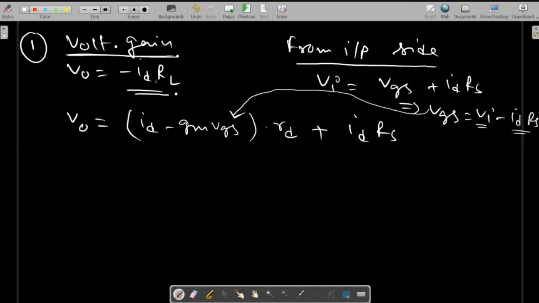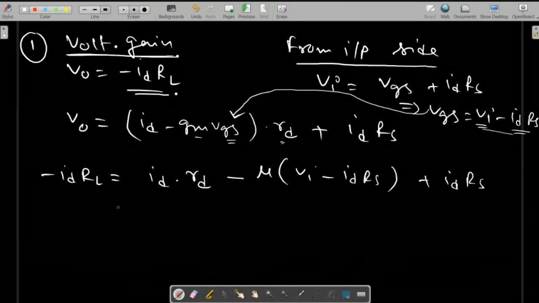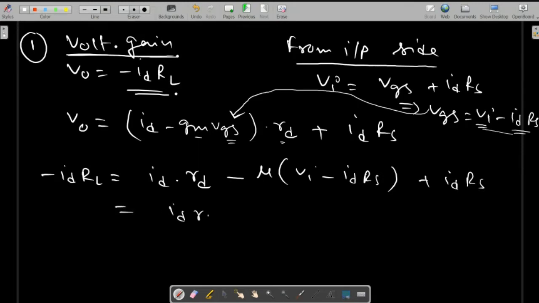Okay, I am writing in this way. V naught equal to minus ID into RL, that is equal to minus ID into RD, just to check my derivation, whether I'm doing any mistake or not. ID into RD minus GM VGS into RD, that is equal to mu into, in place of VGS, I am writing this: VI minus IDRS plus IDRS. Okay, that is ID RD minus mu VI plus mu IDRS plus IDRS. So there are lots of ID terms present, so I can take ID common.